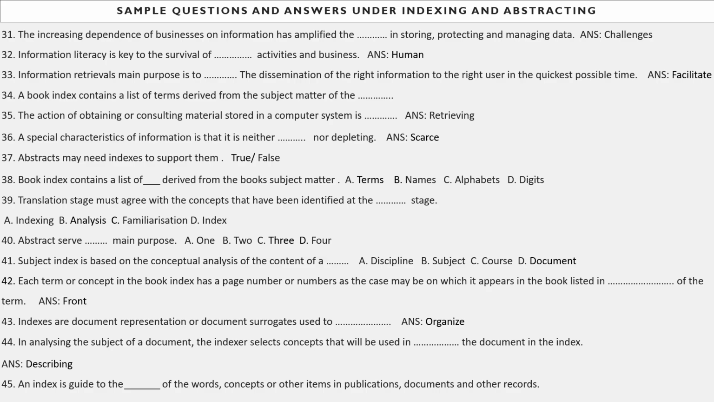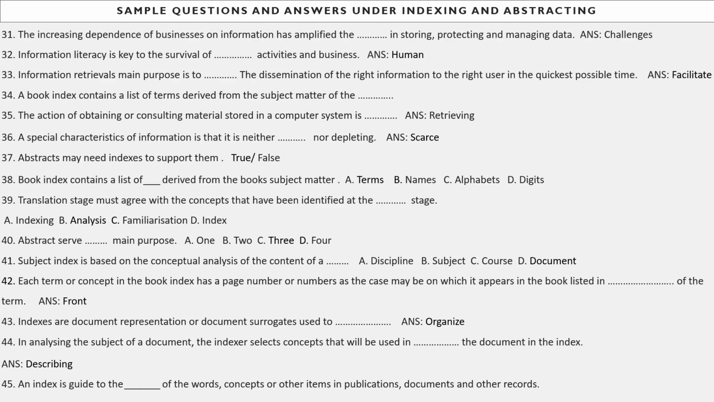And then information retrieval's main purpose is to facilitate the dissemination of the right information. That's question number 33, which is facilitate. The main purpose of information retrieval is to facilitate the dissemination of the right information to the right users in the quickest possible terms. Question number 34.